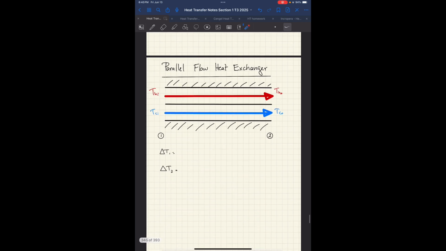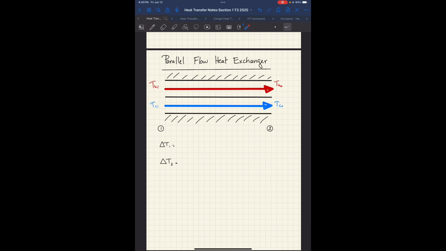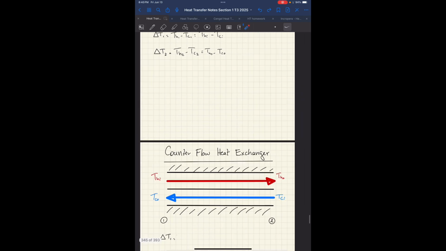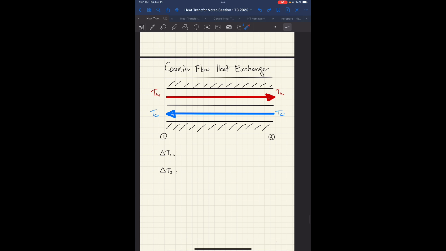Parallel flow heat exchanger is the most straightforward one. In this case, location 1 is the inlet for both fluids. Location 2 is the outlet for both fluids. So delta T1 is TH1 minus TC1. That turns out to be just THI minus TCI. Pretty straightforward. Same thing for delta T2. It's just TH2 minus TC2, which is basically THO minus TCO. Done. Very easy.